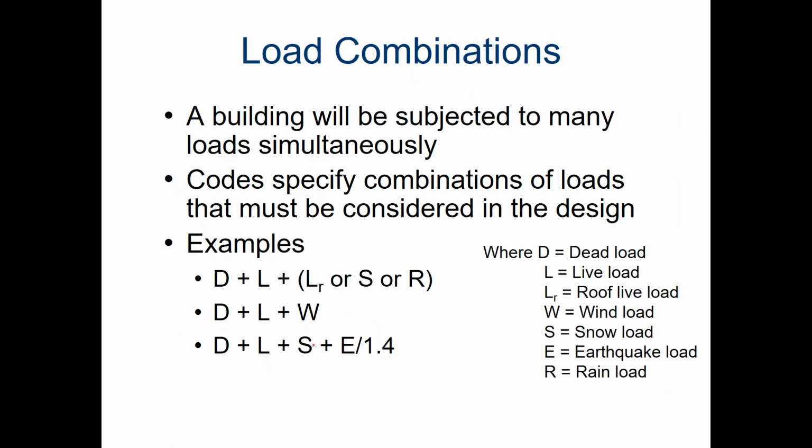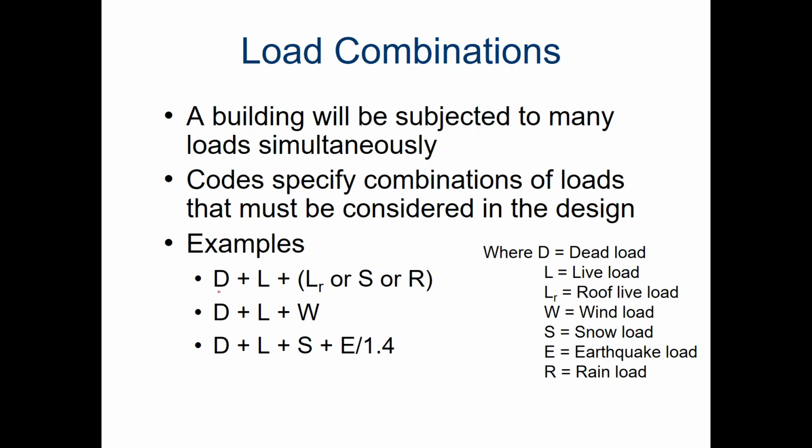These are some examples of load combinations, and what's going to happen is you're going to go into the building code, and the building code is going to say for your occupancy type you need to consider this load combination, or you need to look at these different load combinations and see which is the worst case scenario. So here's some examples of load combinations that you may be calculating.